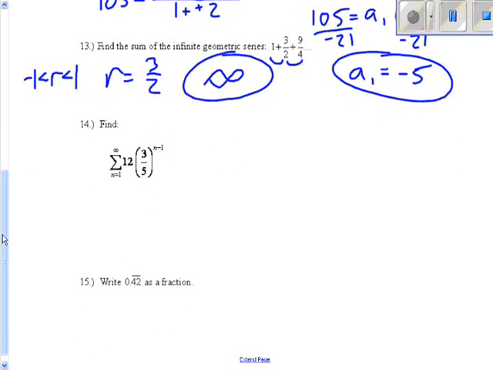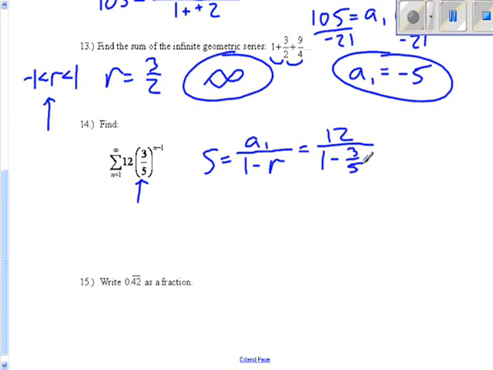For the next one, the sum of the infinite geometric series. Once again, we check our r value. Here our r value is between the negative 1 and positive 1. So we're going to use our formula s equals a sub 1 over 1 minus r. So that's 12 over 1 minus 3/5. So that's 12 over 2/5. Which, remember, dividing by a fraction is the same as multiplying by the reciprocal. So that's going to give us a 30. Okay?